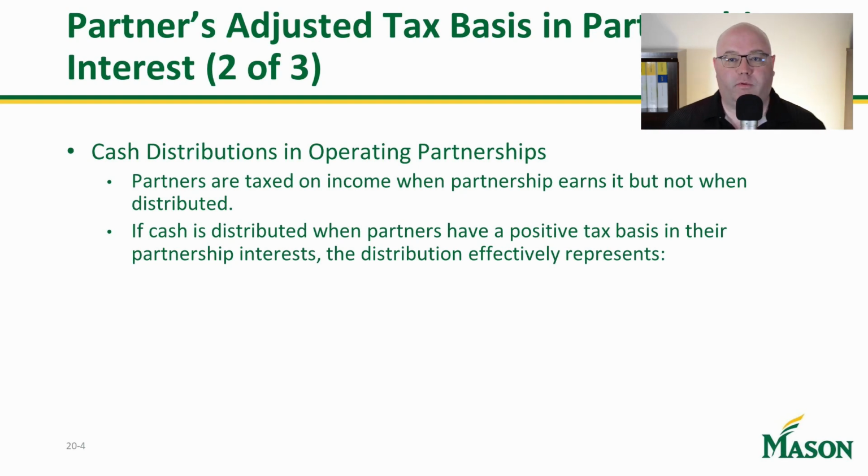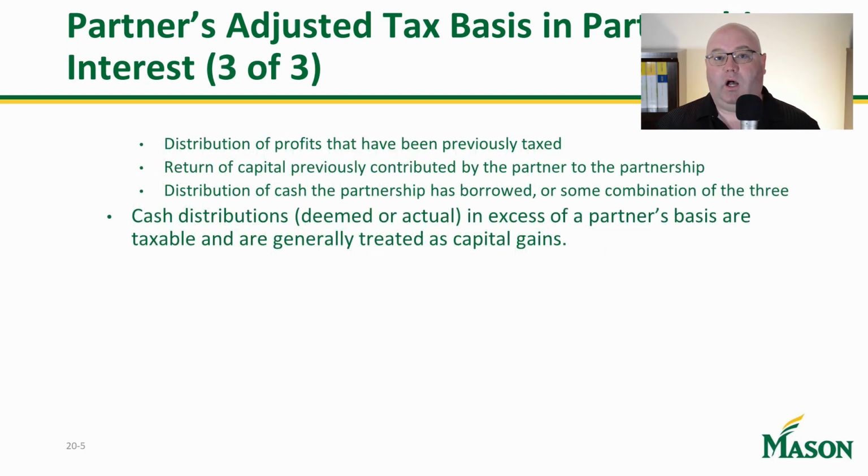If cash is distributed when they have a positive tax basis, the distribution represents distribution of profits that have been previously taxed, return of capital that's previously been contributed to the partnership, or a distribution of cash the partnership borrowed, or some combination of the three. And it's kind of interesting.